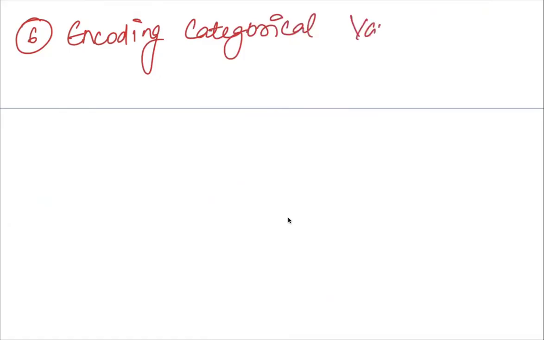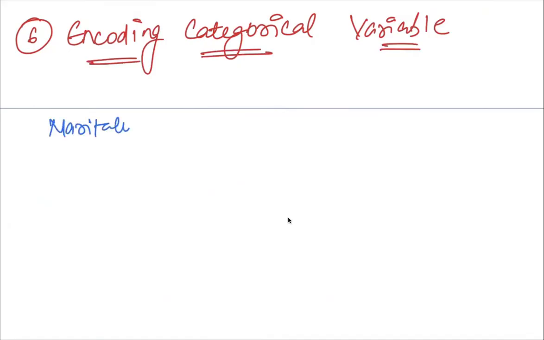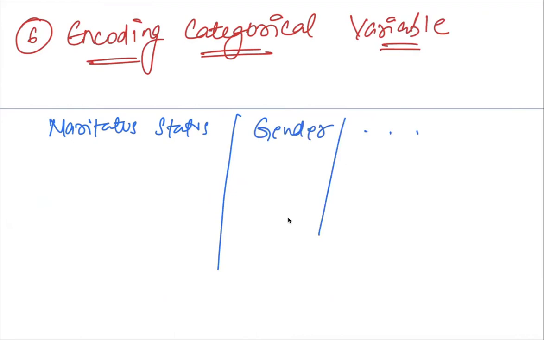Encoding categorical variables. Let's say you have a categorical variable, like marital status, or gender, or whatever. Let's say you have single or married.